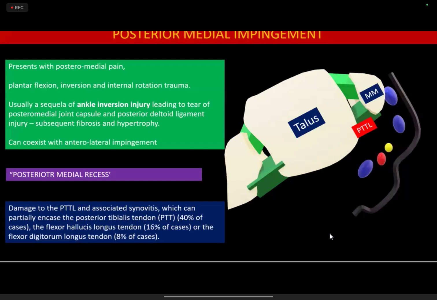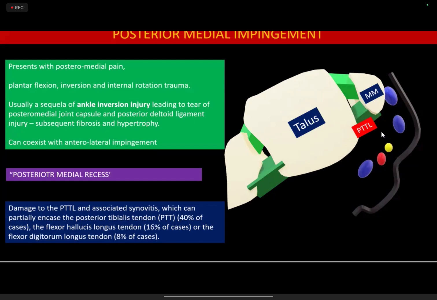Coming to a posterior medial impingement, it is again a rare type of impingement. Patients usually present with posterior medial pain during plantar flexion inversion and it is associated with similar trauma. It is considered as a sequelae of an ankle inversion injury. Again, there is a concept of formation of the posterior medial recess and obliteration of the posterior medial recess.